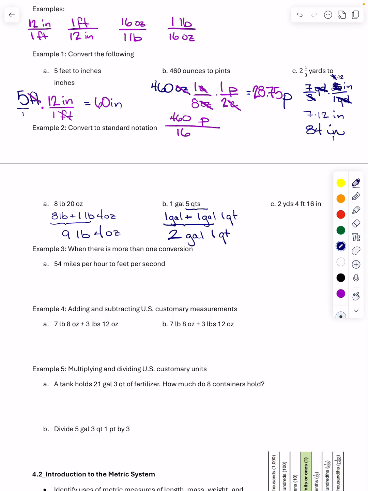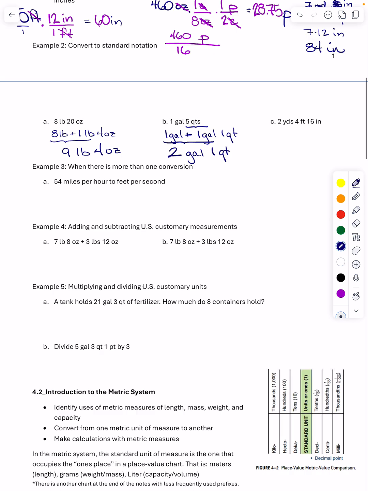C, I have 2 yards, 4 feet, 16 inches. So we are going to start with the smallest units and convert. That's 2 yards plus 4 feet plus 16 inches. There's 12 inches in a foot. So my 16 inches is 1 foot and 4 inches. I now can combine the feet part. I am at 2 yards, 5 feet, 4 inches.